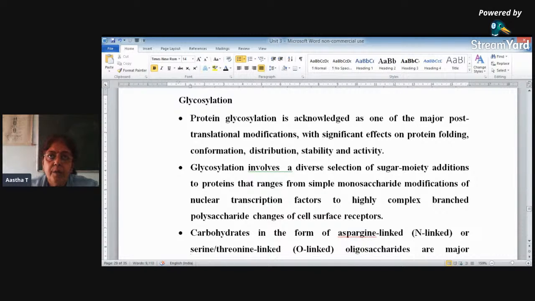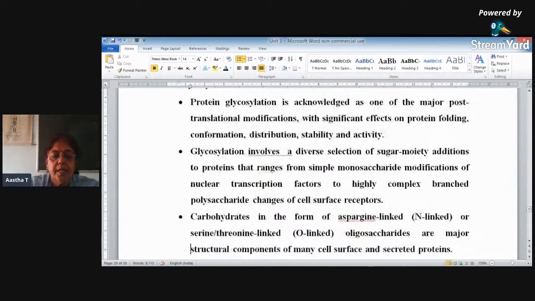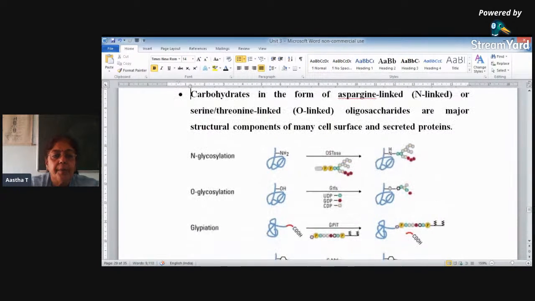Some proteins may not show their normal activity, but after glycosylation, their activity will be expressed. So, this is again an important effect observed after glycosylation, even distribution. Where these proteins are present will again be decided by the carbohydrate moiety which is attached. So it is nothing but the addition of sugar moiety in various forms. It may be simple monosaccharides or modified types of branched polysaccharides to the protein.